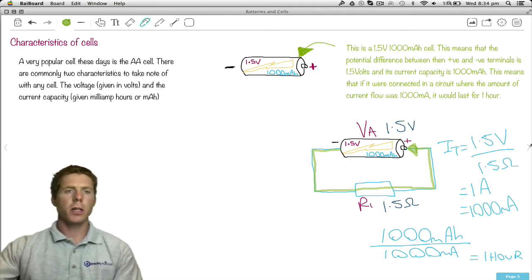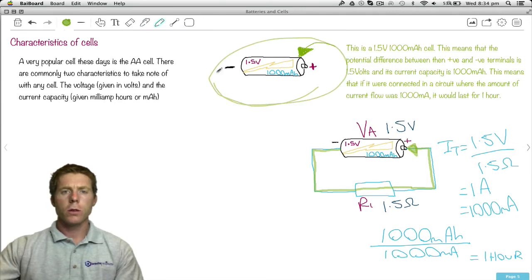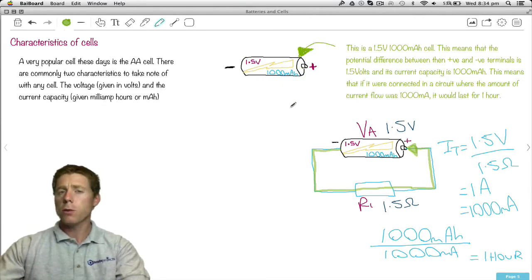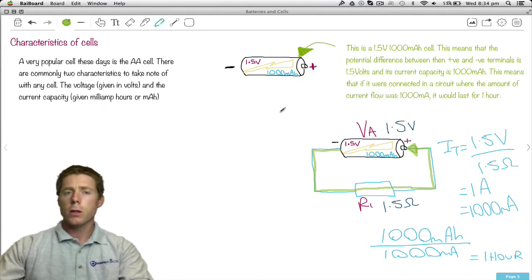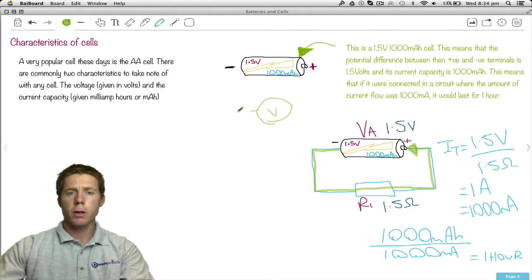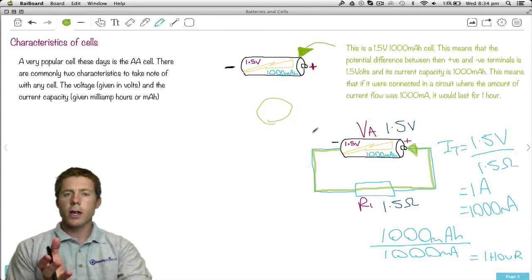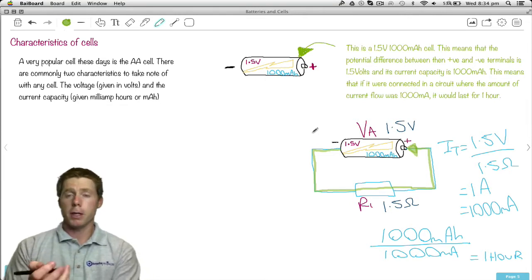So let's check out this particular one that we've got right here. This one is giving us 1.5 volts, and it's got a capacity of 1000 milliamp hours. That means if we were to connect up a voltmeter between there and there, the voltmeter would read 1.5 volts. Now, what does the 1000 mAh or milliamp hour mean?